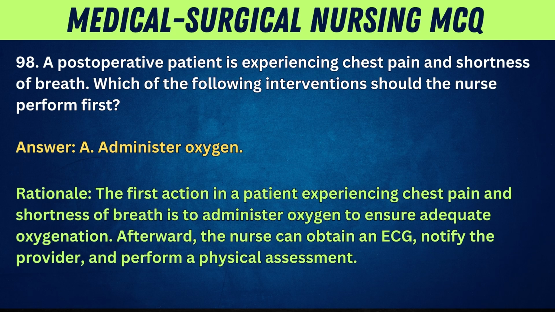Rationale. The first action in a patient experiencing chest pain and shortness of breath is to administer oxygen to ensure adequate oxygenation. Afterward, the nurse can obtain an ECG, notify the provider, and perform a physical assessment.